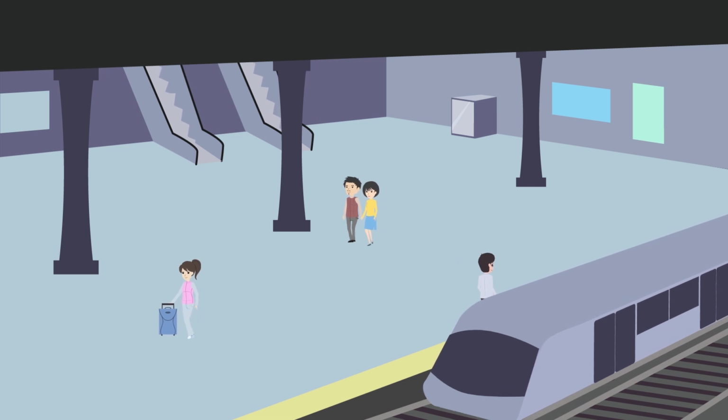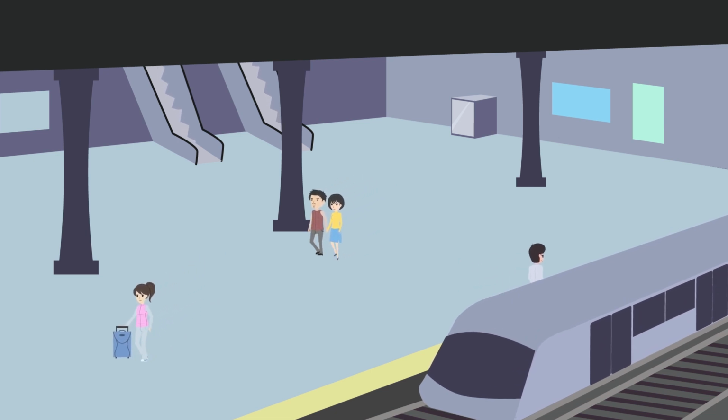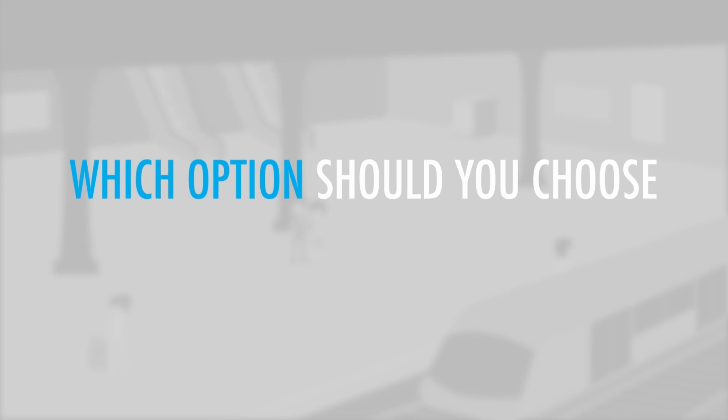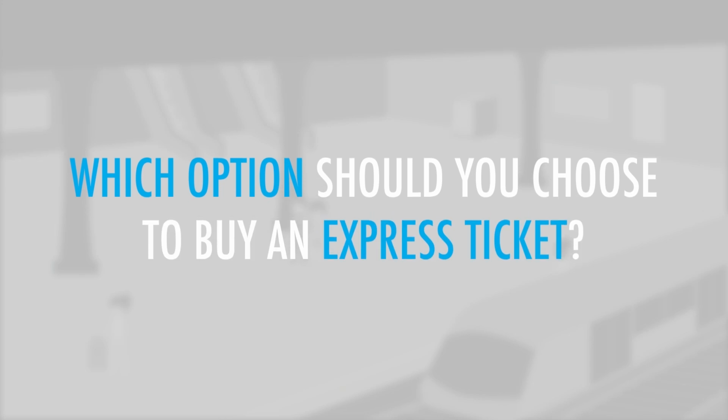You are at a train station where you're attempting to buy an express ticket from a ticket machine. Which option should you choose to buy an express ticket?